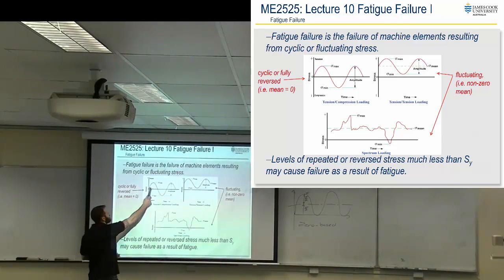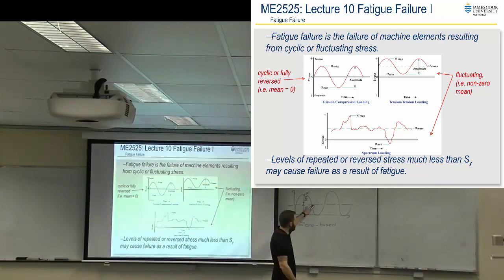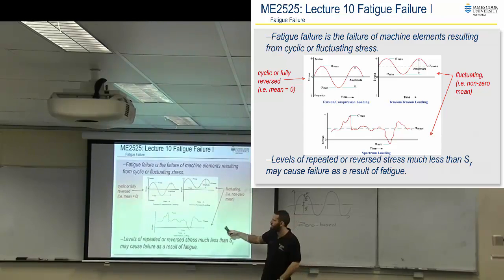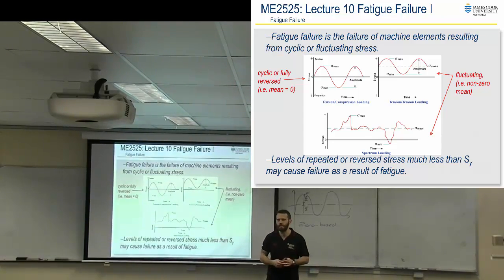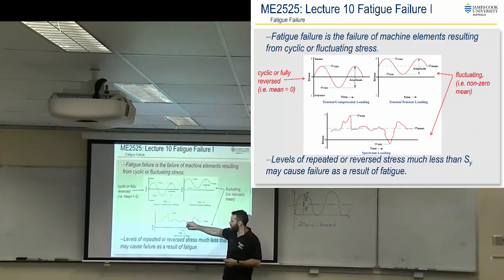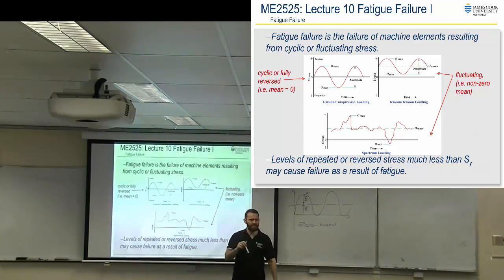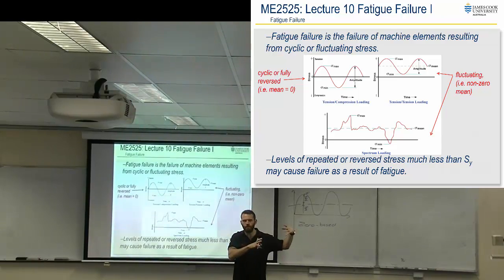So we've got cyclic or fully reversed, we've got fluctuating, and that's non-zero mean, and zero base is a special case of that. And then this is much closer to what we might actually see in a machine component, some sort of a spectrum of loading. We're not going to do this in this subject. You can do this exactly in ANSYS. So ANSYS will do the same calculations that we do for fatigue in the background for us if we want to when we're doing finite elements.